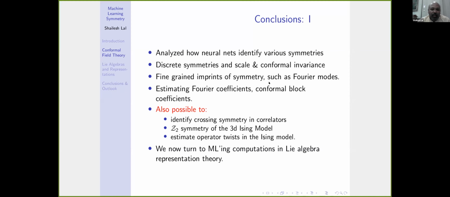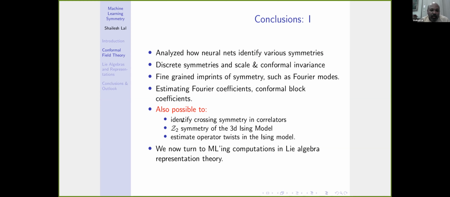I told you about how neural networks identify various symmetries, and the examples that I talked about were discrete symmetries, which is that even-odd classifier right at the beginning, and scale versus conformal invariance. It's also possible, as I showed you, that you can extract very fine-grained imprints of symmetry like Fourier modes or conformal block coefficients. And there are things that I didn't show you that are also possible to do, and the neural network works approximately equally well there as well.